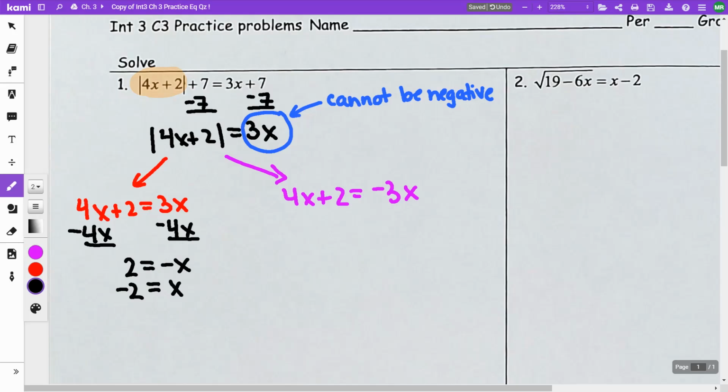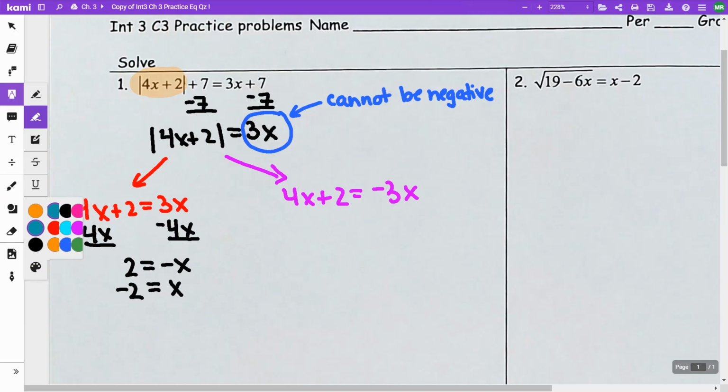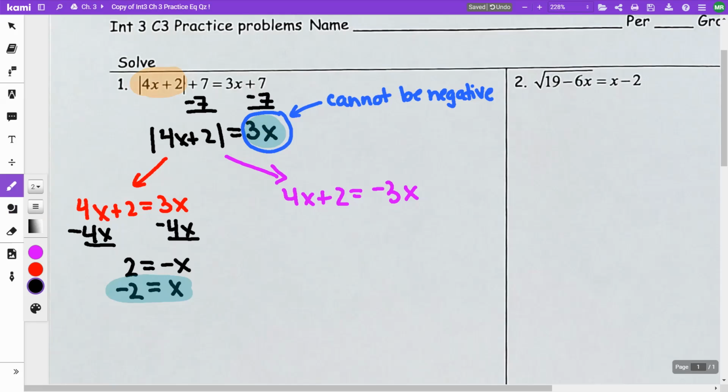Now, when I check this answer, I need to make sure it doesn't make it negative. And when I do put that in, let me just grab a pen. When I do put that in, 3 times -2 equals -6. So this one is not going to be an answer. So now let's try the other one.